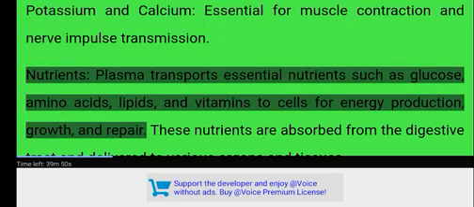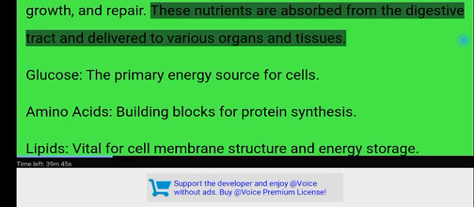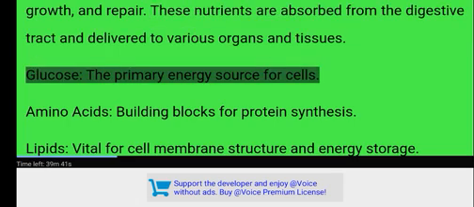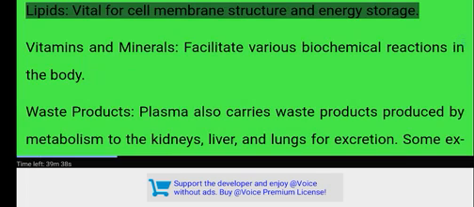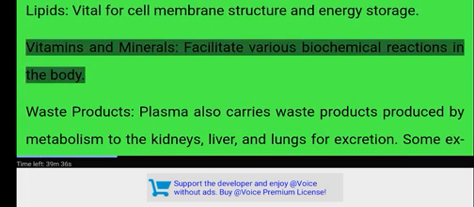Nutrients. Plasma transports essential nutrients such as glucose, amino acids, lipids, and vitamins to cells for energy production, growth, and repair. These nutrients are absorbed from the digestive tract and delivered to various organs and tissues. Glucose, the primary energy source for cells. Amino acids, building blocks for protein synthesis. Lipids, vital for cell membrane structure and energy storage. Vitamins and minerals facilitate various biochemical reactions in the body.